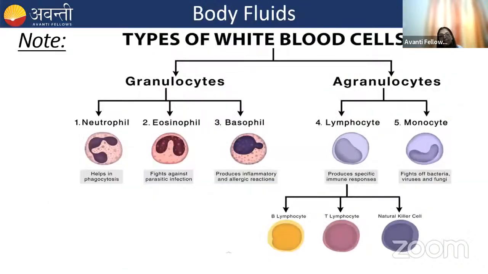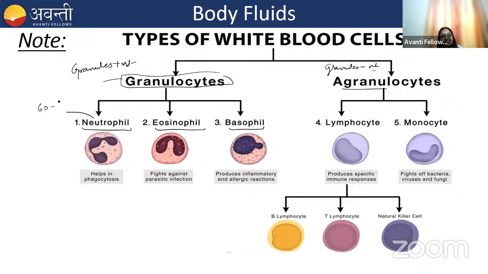Moving next is the type of white blood cells. White blood cells are of two types: granulocytes, where there's a presence of granules, and where the granules are absent, that is why they are agranulocytes. Granulocytes are of three types: neutrophil, eosinophil, and basophil.